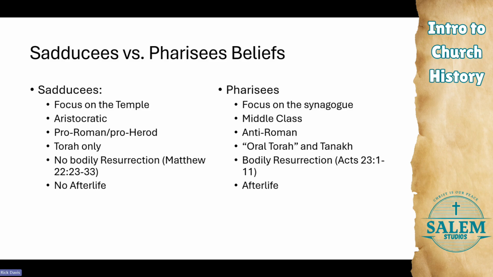The Sadducees were focused primarily on the temple in Jerusalem. The Pharisees were out in the diaspora in the synagogues. The Sadducees were aristocratic. The Pharisees were from the middle class. The Sadducees were very much pro-Roman and pro-Herod. The Pharisees were very much anti-Roman and barely tolerated Herod.